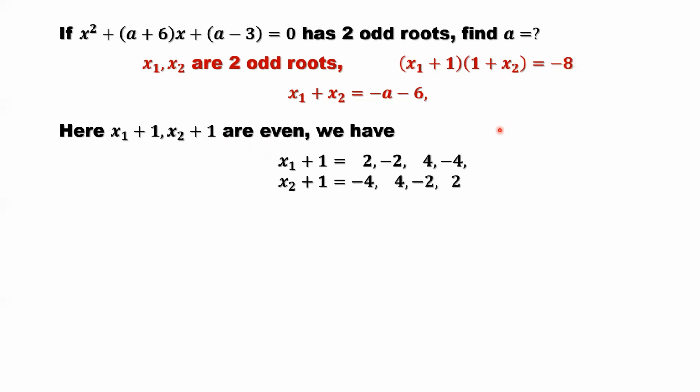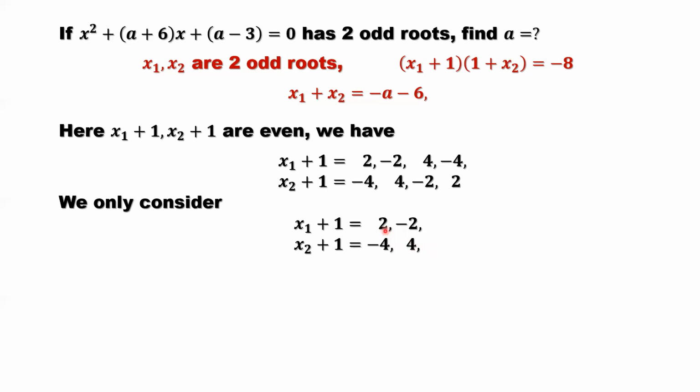So we summarize the four possible solutions for x1 plus 1, x2 plus 1. If the top equals 2, the bottom should be negative 4. The product should be negative 8. If here's a negative 2, here should be positive 2. By symmetry, here is positive 4, negative 2, and negative 4, positive 2. So we only need to consider the first two solutions because x1, x2 are symmetric. The last two will give you the same answer.